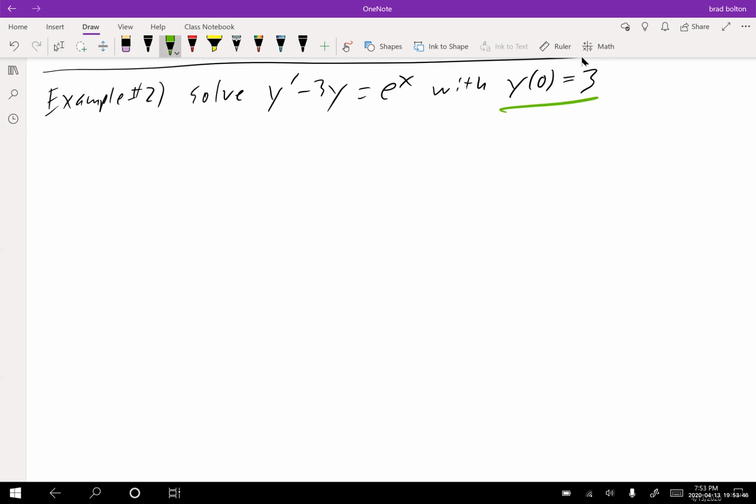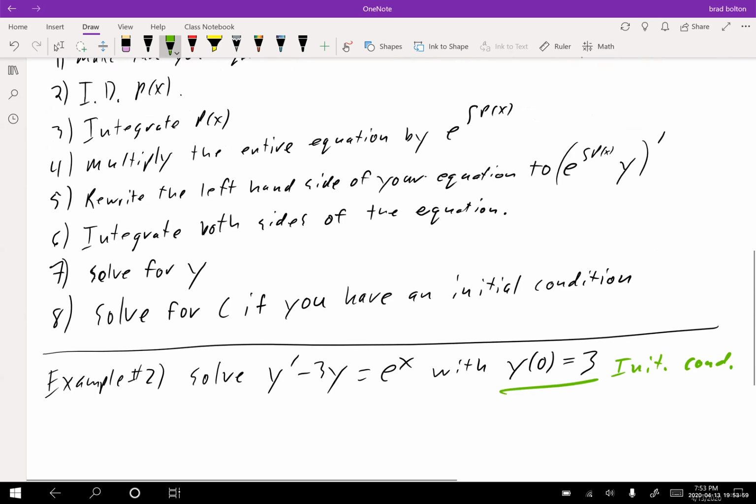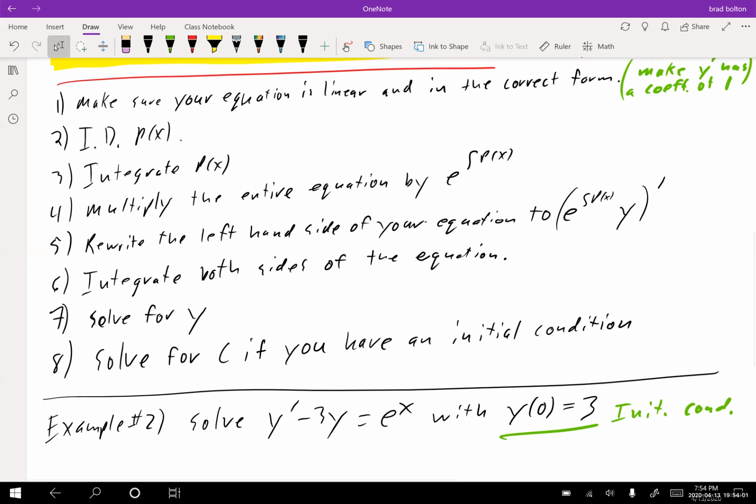This is our initial condition. So they gave us an initial condition. So that means we will be able to use step 8 and solve for c. So first thing that we do is we're going to go up here and it says make sure it's in the correct form. Is this in the correct form? Does it have a 1 in front? Yes, it does. So we're good.